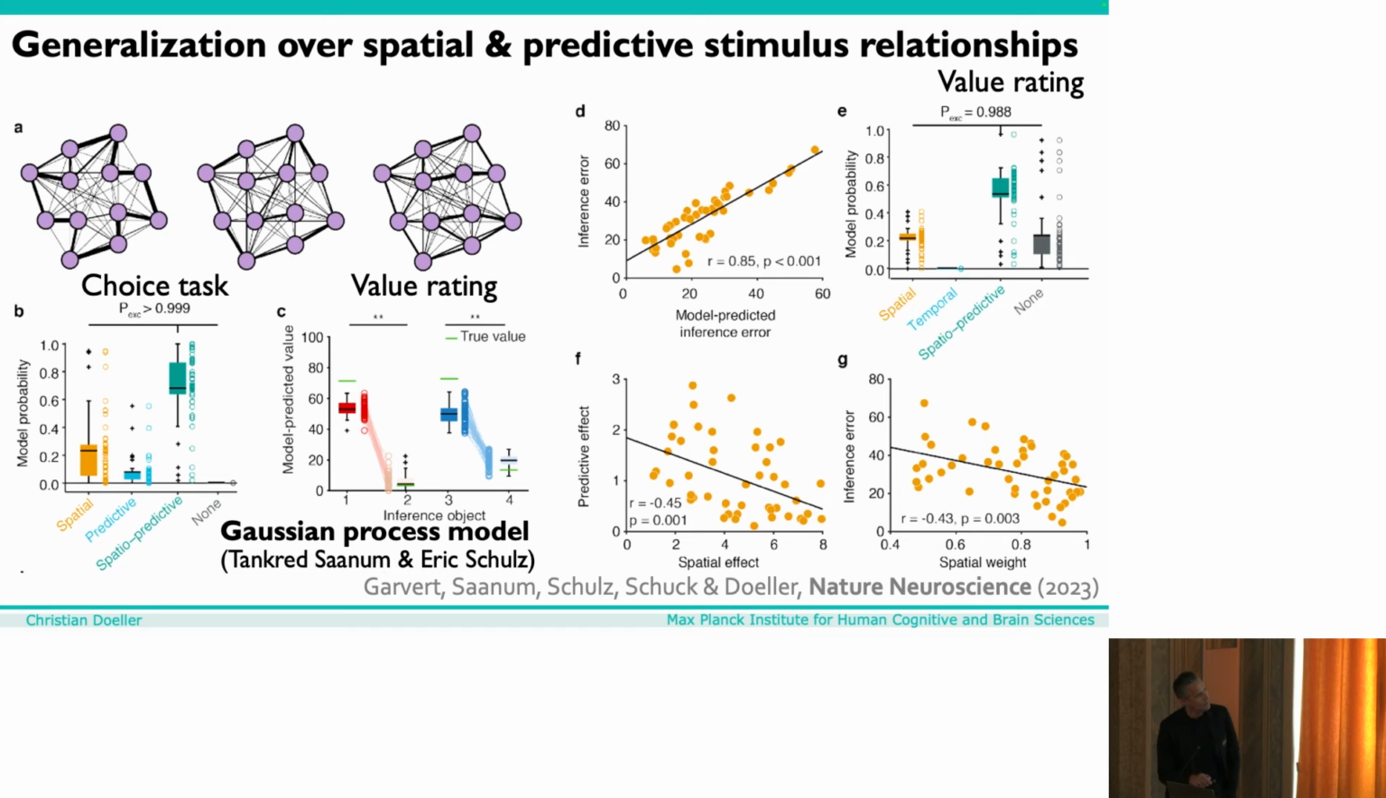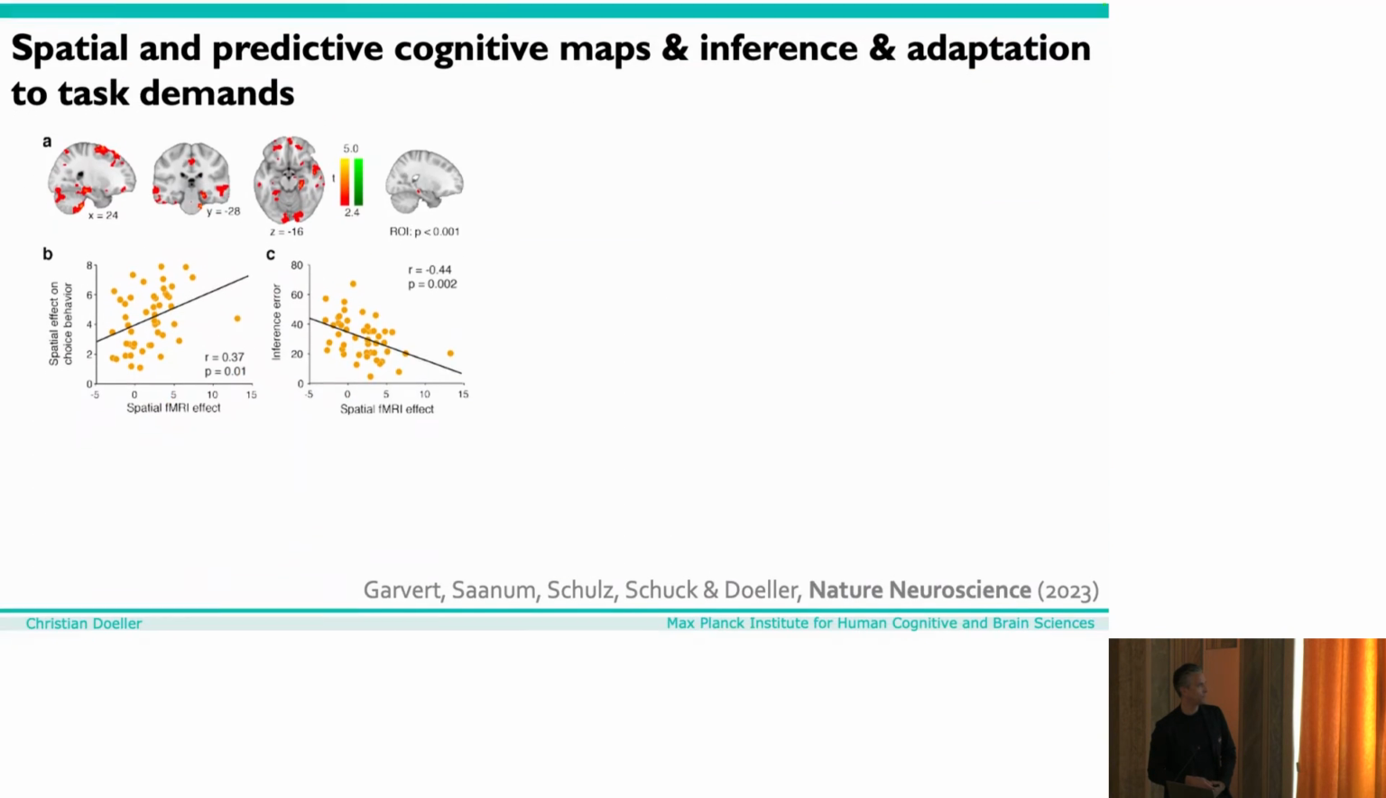And these two effects actually correlate negatively across participants. So participants who were relying more on a spatial map rely less on this predictive or temporal map, and vice versa. And the spatial, but not the temporal kernel of the model, predicts the actual inference error. So the spatial information correlates better with the inference performance.